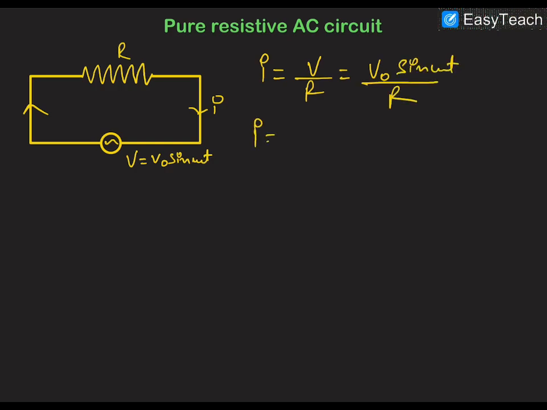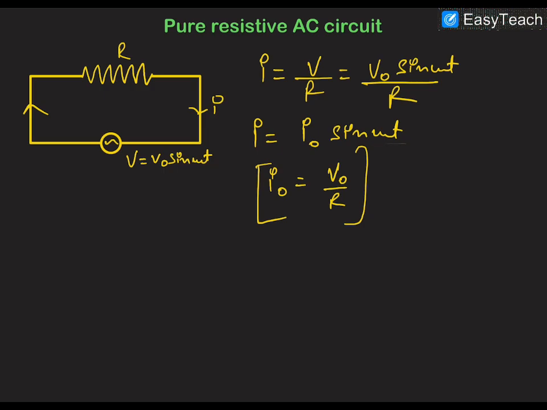So I will be equal to I naught sine omega t, and this I naught is the peak value of current, which will be numerically equal to V naught by R, where V naught is the peak value of voltage. First of all, we should notice one thing, that the phase of voltage is omega t and the phase of current is also omega t.